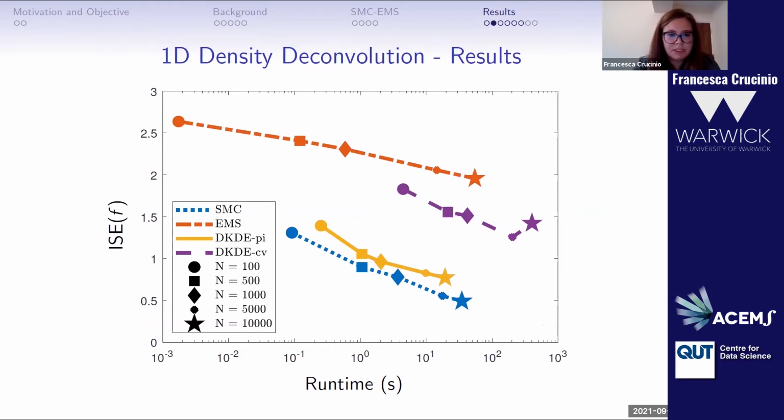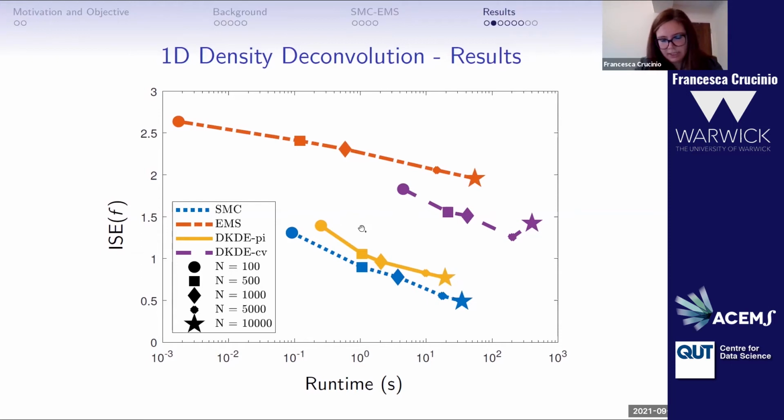So in this picture, I'm showing results for 4 estimators, the SMC one, the cheap EMS, and 2 versions of the convolution kernel density estimators, and comparing their runtime in seconds and their accuracy measured through the integrated squared error. So what we can immediately see is that EMS is very cheap, but also pretty inaccurate compared to the other options. This purple line is a convolution kernel density estimator with cross-validated bandwidth, which is somehow known to perform quite poorly in some cases, and this reflects really in this picture as well.